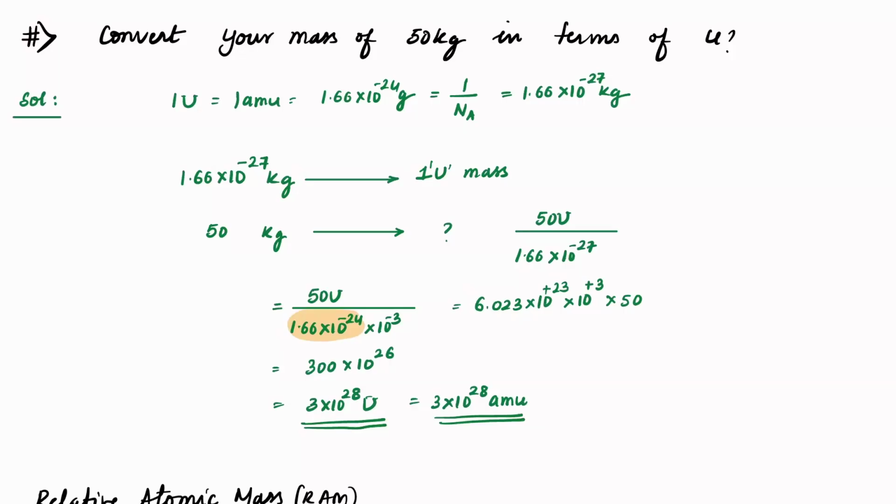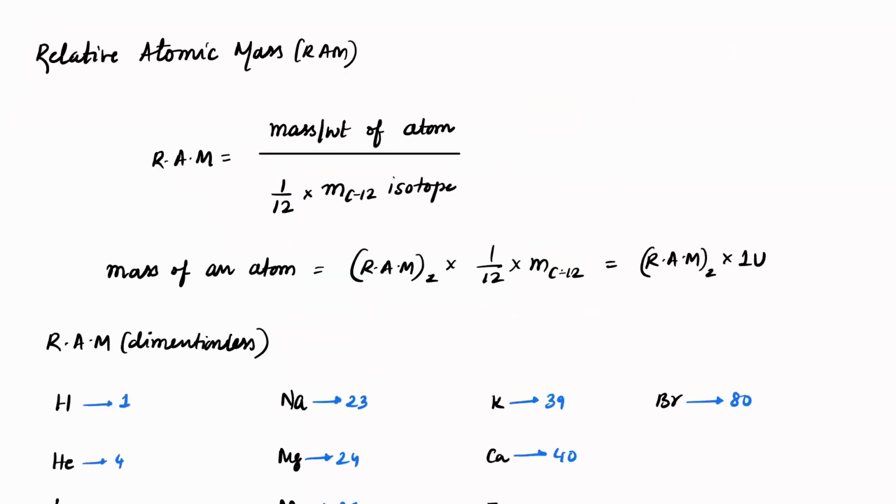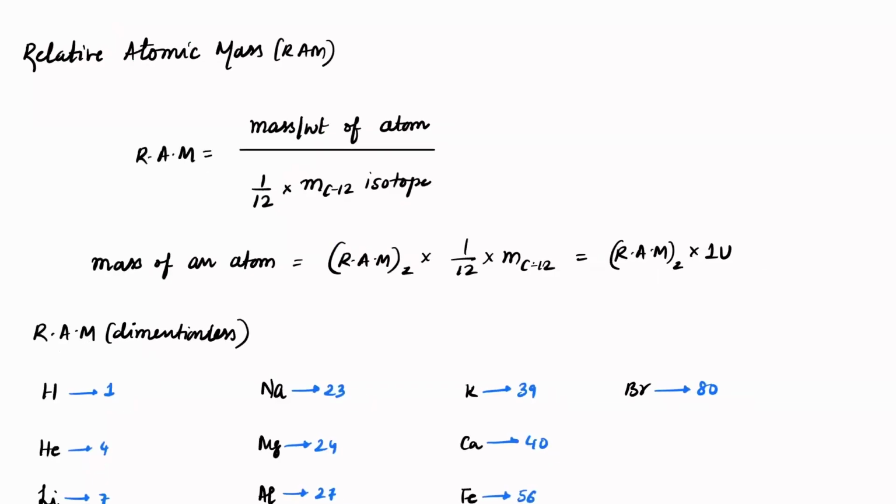Now let's understand another important term here. What is relative atomic mass? This will be pretty useful. It is about the mass of an atom. What is the mass given by an atom, divided by 1/12 of the mass of carbon 12 isotope?